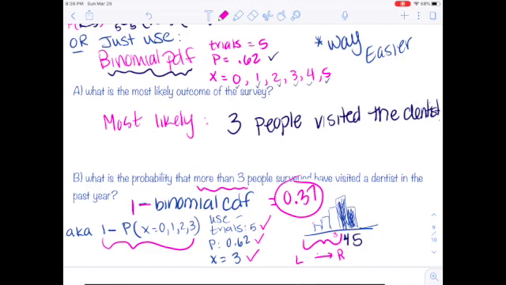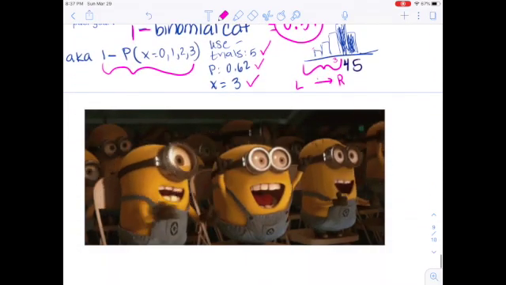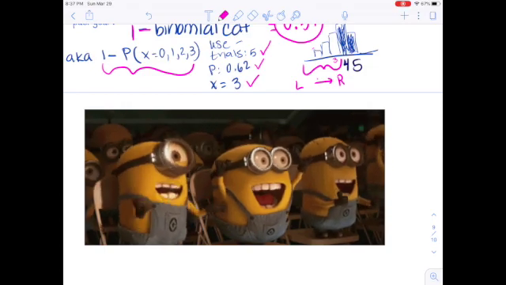Okay, so we're going to use the trials as 5, your probability of success as 0.62, and it'll count from 0 all the way through 3. And you'll end up with the same answer of 0.37. All right, and we're done. Yay!